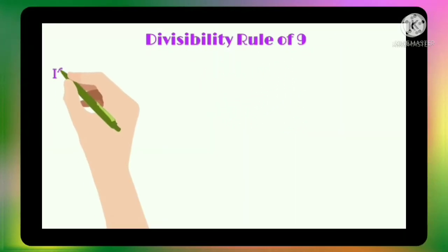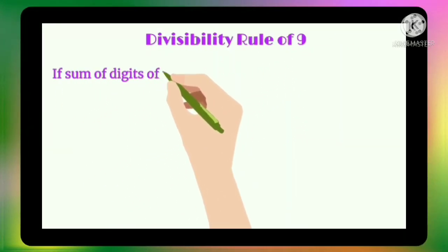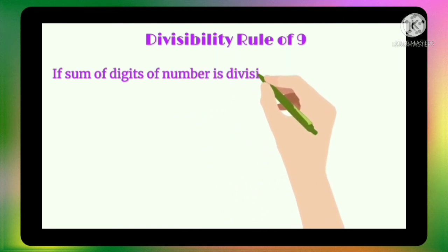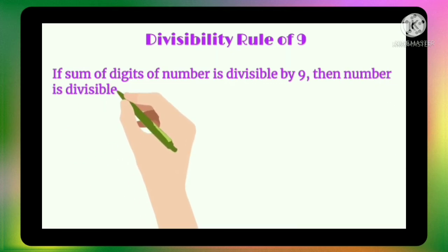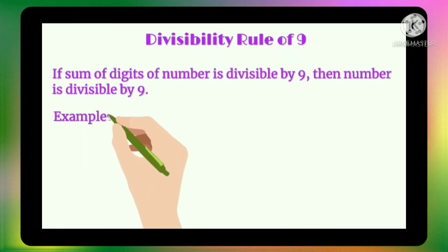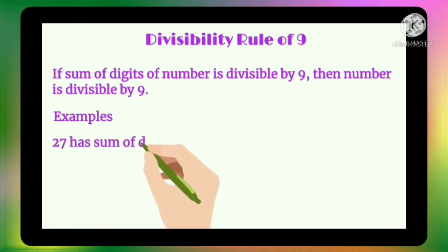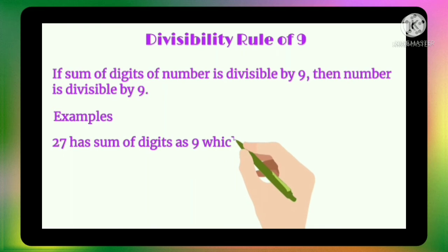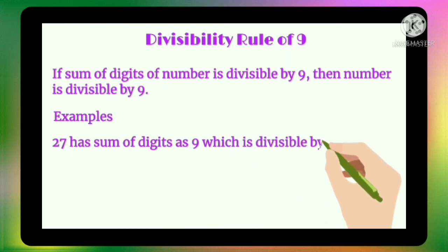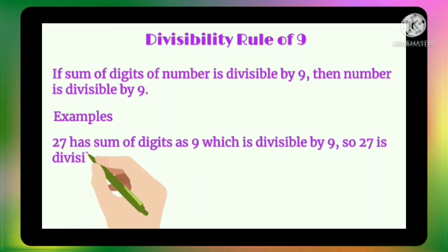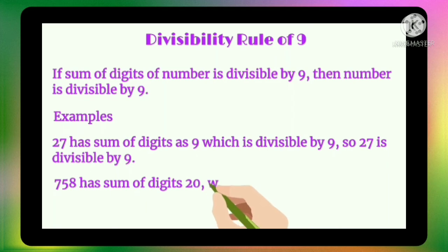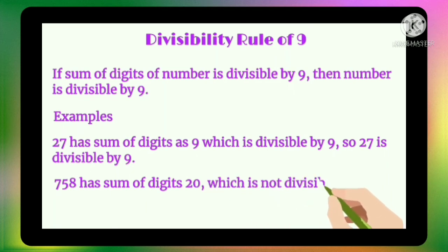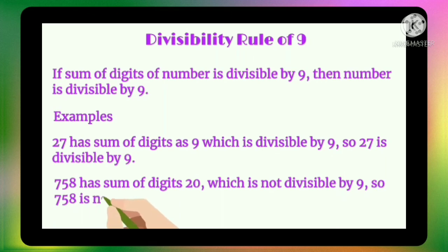Divisibility rule of 9. If the sum of digits of the number is divisible by 9, then the number is said to be divisible by 9. For example, 27 has sum of digits as 9, which is divisible by 9. So 27 is divisible by 9. In the same way, 758 has the sum of digits as 20, which is not divisible by 9. So 758 is not divisible by 9.